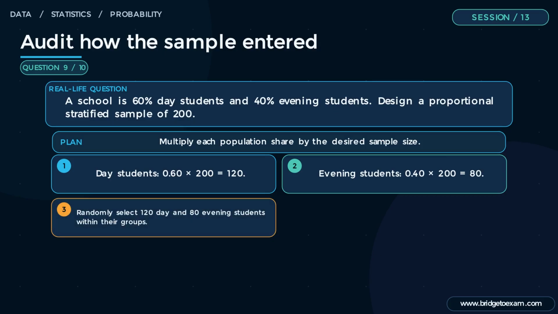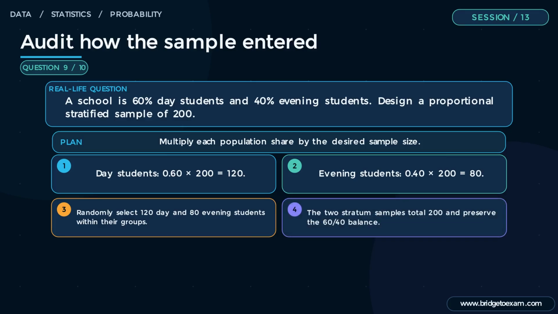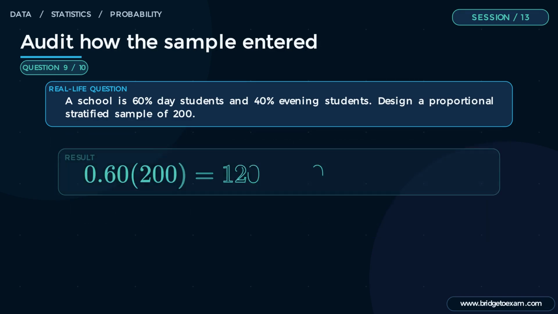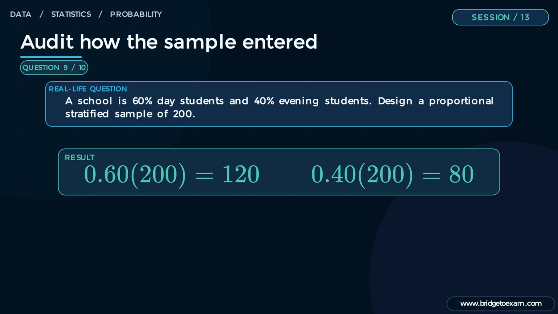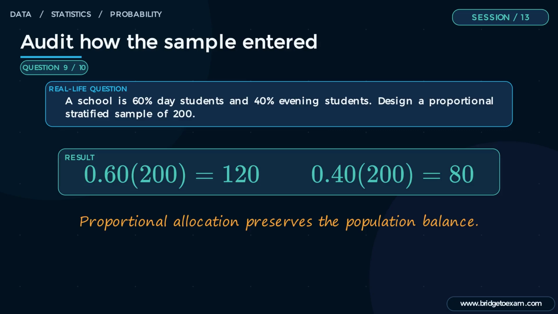Step 3. Randomly select 120 day and 80 evening students within their groups. Step 4. The two stratum samples total 200 and preserve the 60/40 balance. Quick check. The allocations 120 divided by 200 and 80 divided by 200 reproduce the population percentages. This matters in real life because proportional stratification ensures schedules and services reflect both student populations.